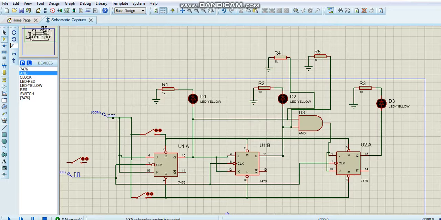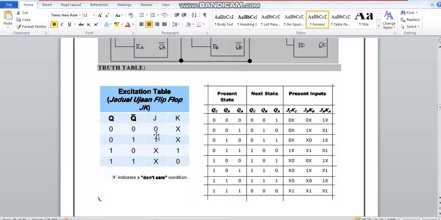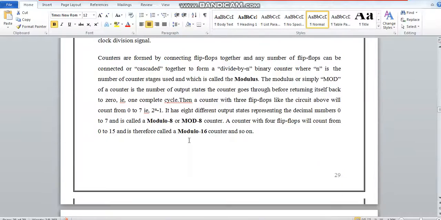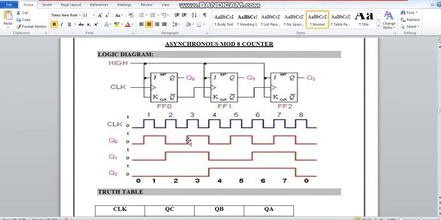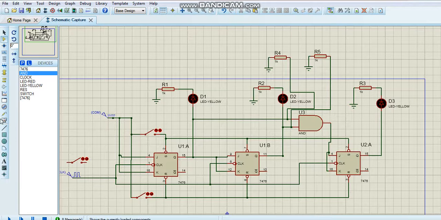The second experiment is the same thing for an asynchronous counter. So the asynchronous counter is a little bit easier. The only difference here is that the output of the first flip-flop is fed as clock to the second flip-flop. You can see here the output of the first is fed as clock to the second, and the output of the second is fed as clock to the third. Yes, so if you give this connection, you will get the asynchronous counter working.